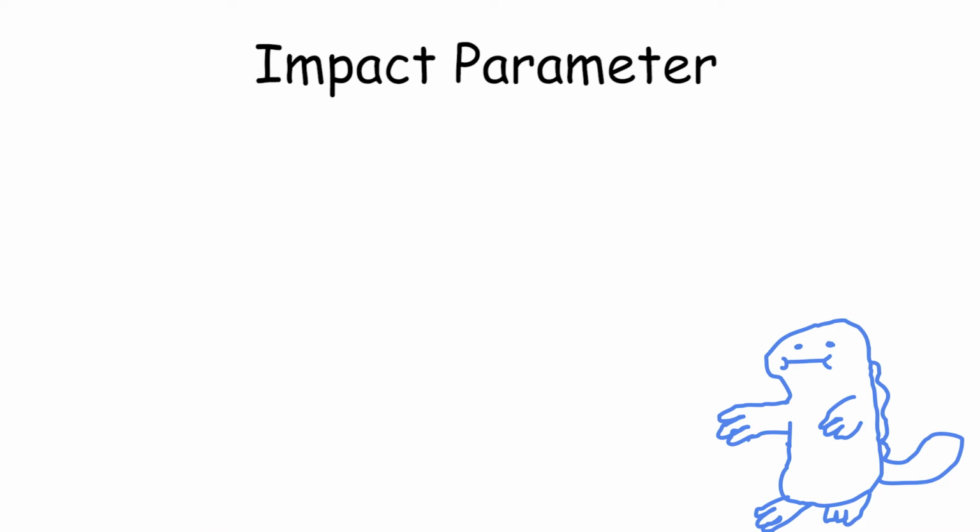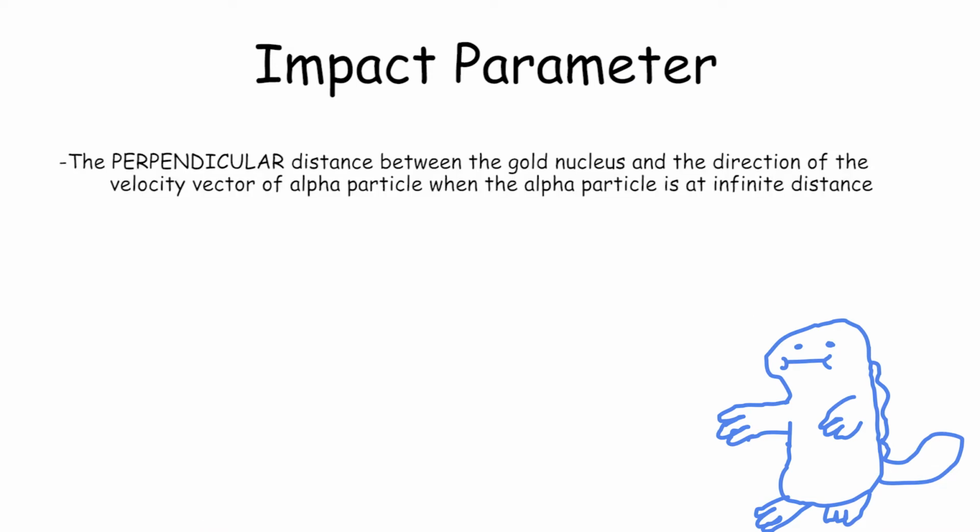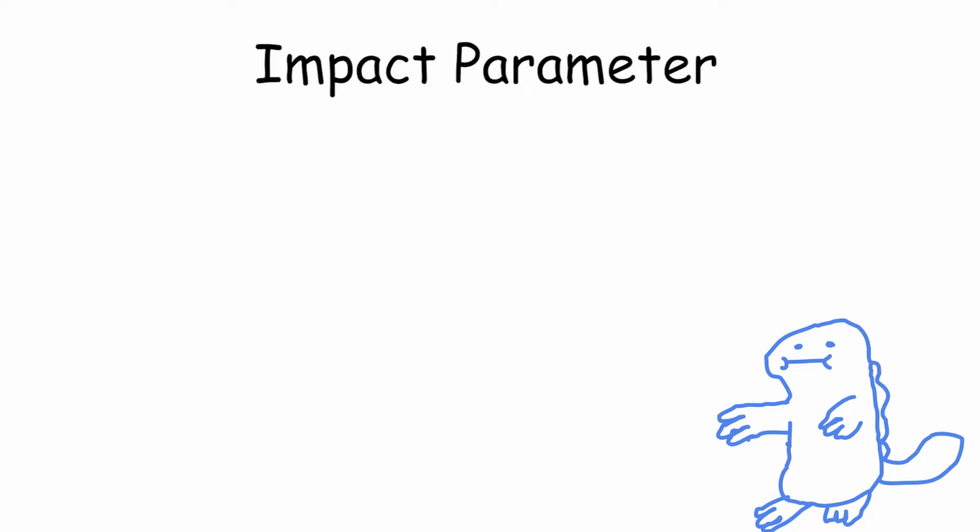Alright, so the impact parameter can be defined as the perpendicular distance between the gold nucleus and the direction of the velocity vector of the alpha particle when the alpha particle is at an infinite distance. Basically, when the force of interaction between the gold nucleus and the alpha particle is negligibly small. How to derive the equation for it?